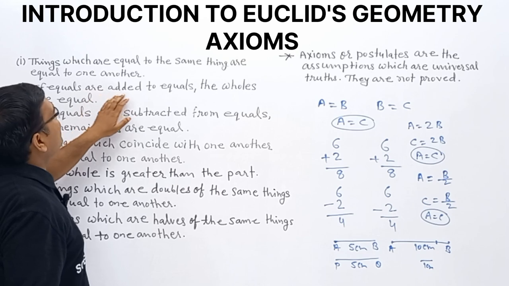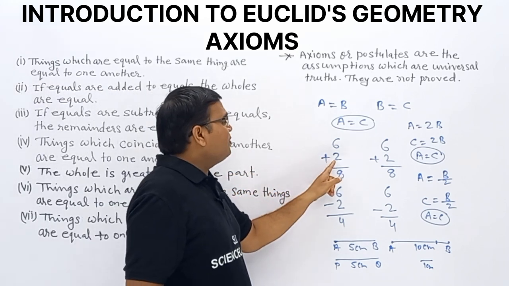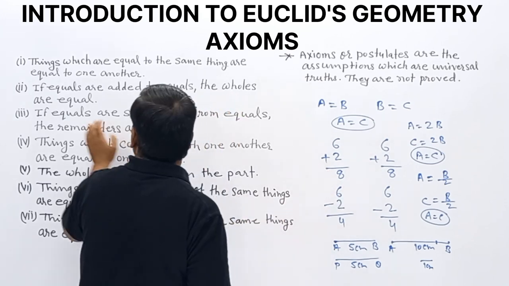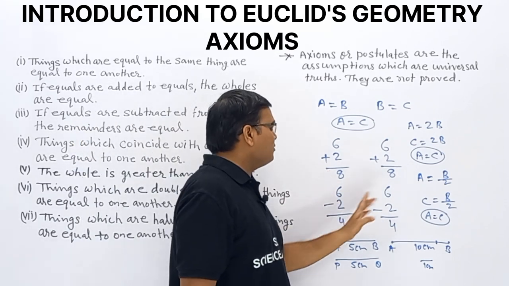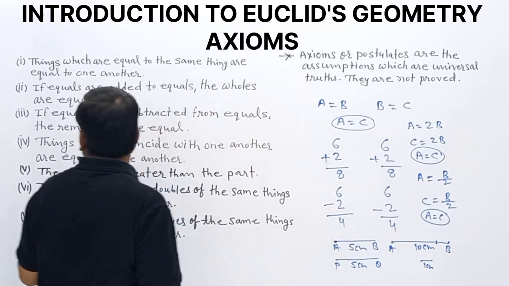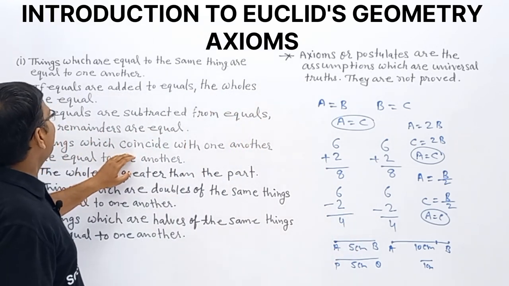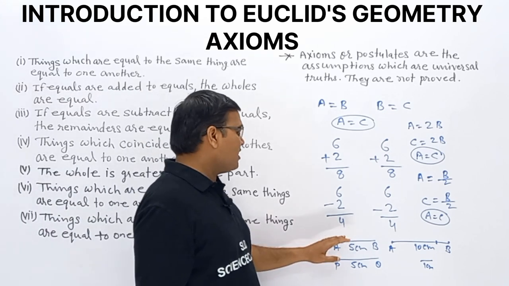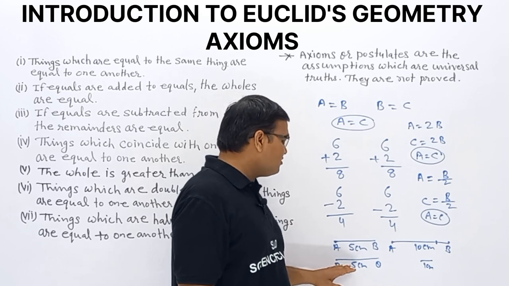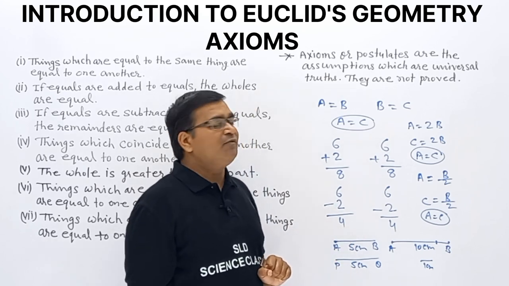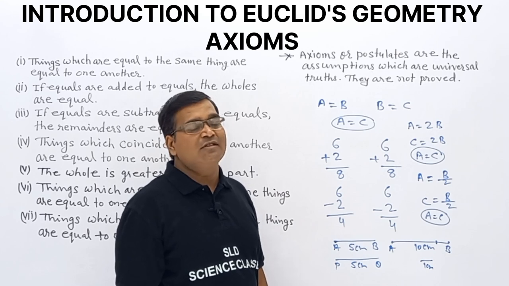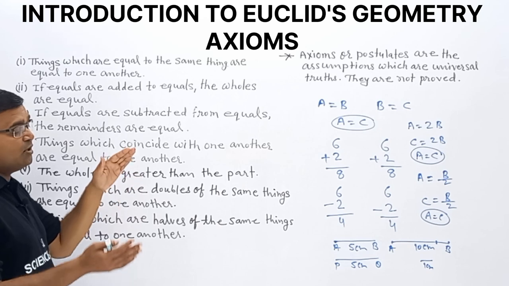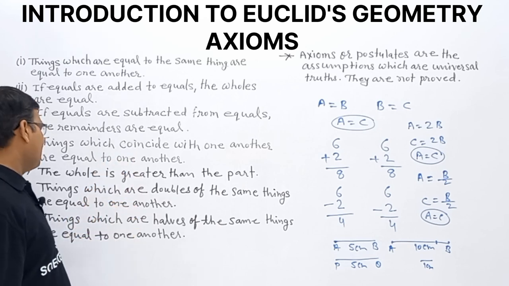If equals are added to equals, we are adding plus 2 to equal numbers, then the result will be equal. Third one, if equals are subtracted from equals, the results will be equal. Now next one, things which coincide with one another. AB is 5 cm, another PQ is 5 cm. Once this one overlaps this one, then we can say both coincide. Clear? And when will they coincide? Once they are both equal in size.